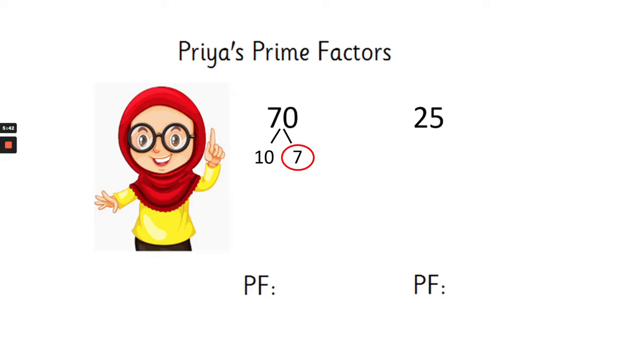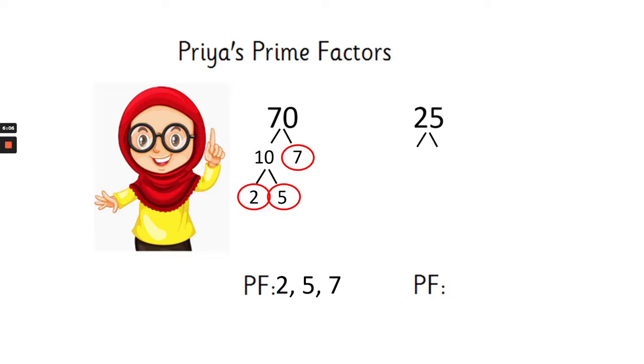10, on the other hand, is composite, not prime. So we split 10 into factors. I'm using the fact that I know that 2 times 5 is equal to 10, and 2 and 5 are prime factors. Now I just list them. 2, 5, 7 are the prime factors of 70.